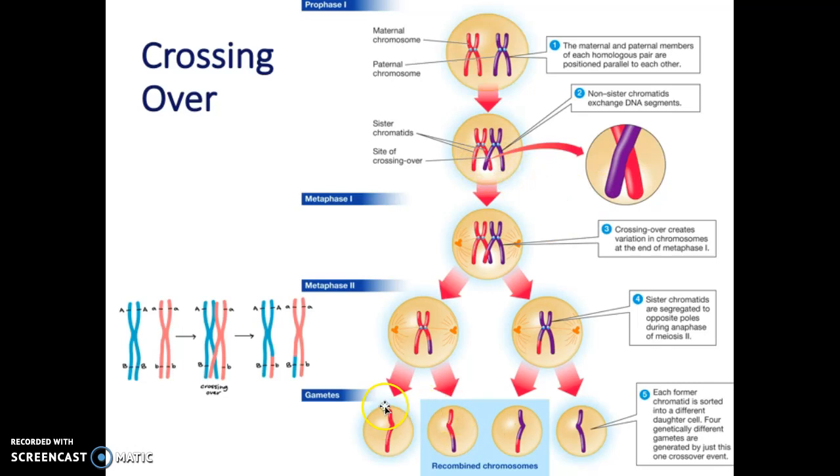So as you can see, instead of having all red, you can have a red combined with a part of blue, a blue combined with another part of red, which are different from the initial parental cell. In the parental cell, you only have red or you only have blue. Now you have new recombined chromosomes. So this also increases genetic combination.